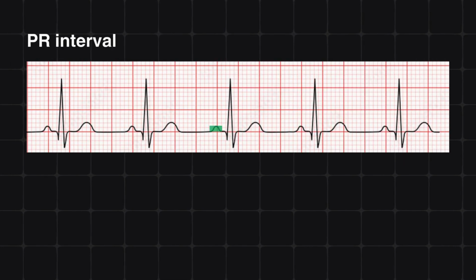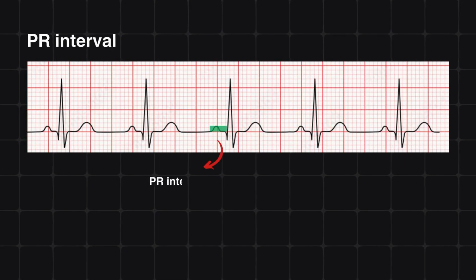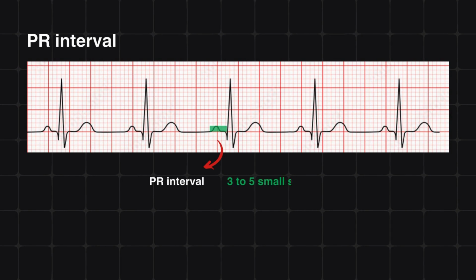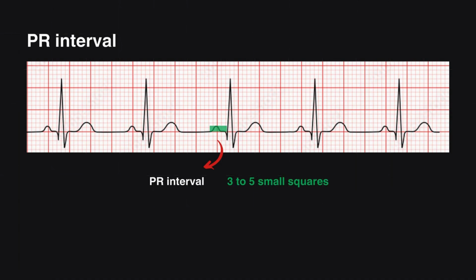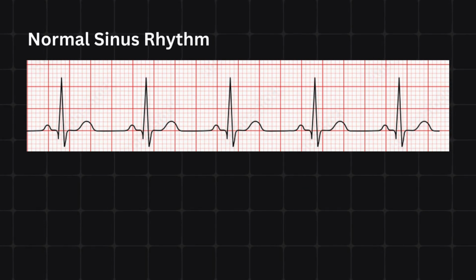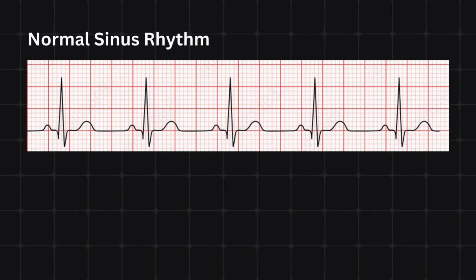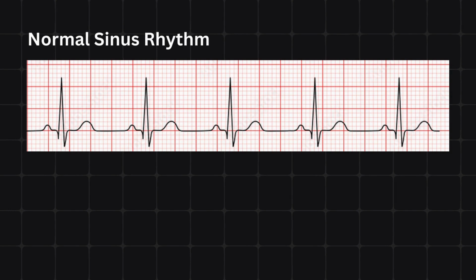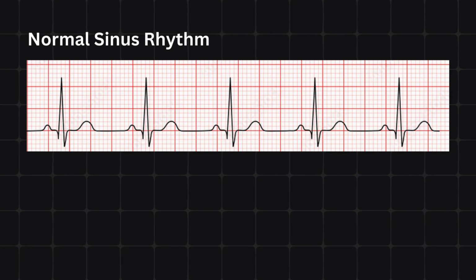Along with the P wave, we will look at the PR interval. It is the duration from start of P wave to the start of R wave. Normally it will be around 3 to 5 small squares. P wave and PR interval are important in diagnosing normal sinus rhythm. So what is normal sinus rhythm? It is the rhythm made by the SA node. By diagnosing NSR, we can tell that the impulse generation is from the SA node.